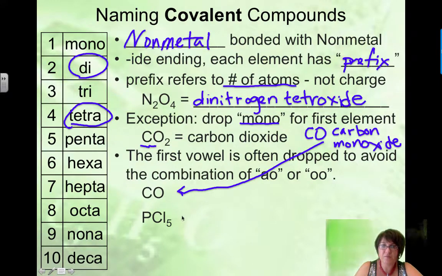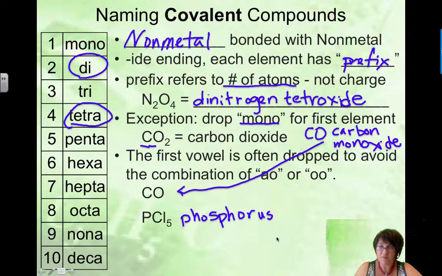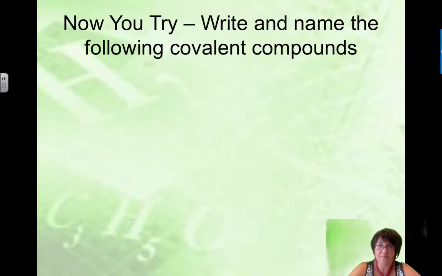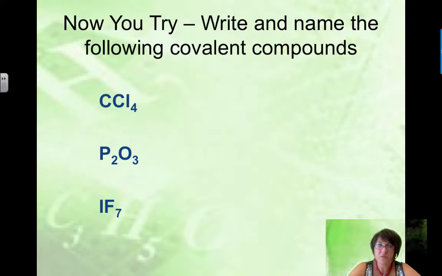Now let's do this one. P is phosphorus, not potassium. Be careful, pay attention. And so we have 1 phosphorus and 5 chlorines. 5 is penta, so that would be pentachloride. Phosphorus pentachloride. Wow, nice writing. Okay, it's your turn. You have 3 elements to try out. Give me the name of these 3 covalent compounds.